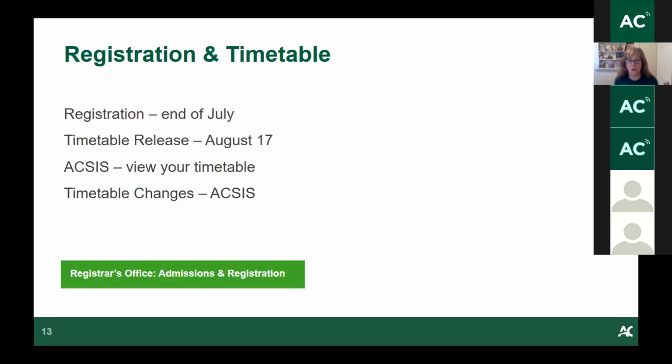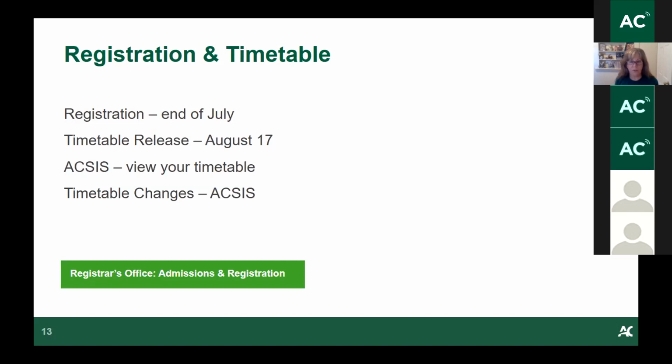If for some reason you go onto your Access account and say, oh my goodness, I don't have a timetable, then the question you need to ask yourself is, did I confirm? Did I pay my fees? Or did I defer my fees? So those are things that you want to look at. If you want to do a timetable change, you can do so on your Access account.